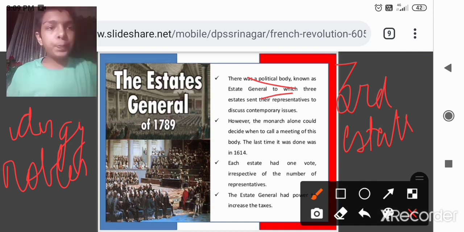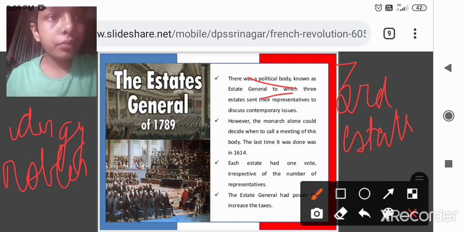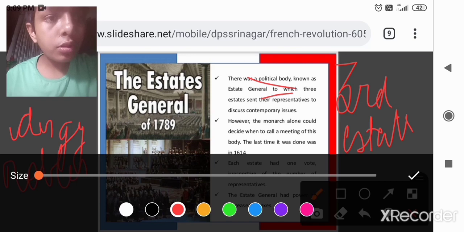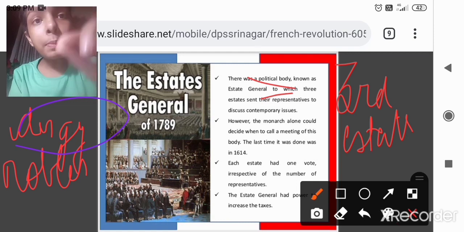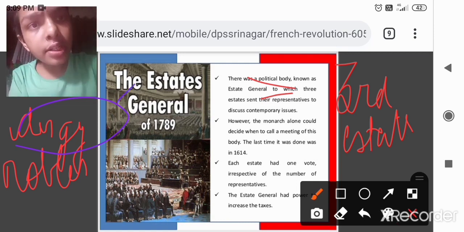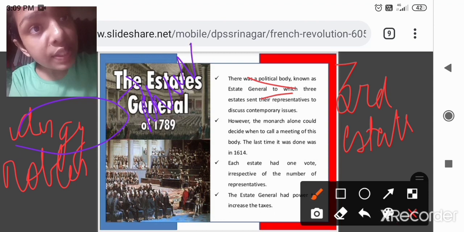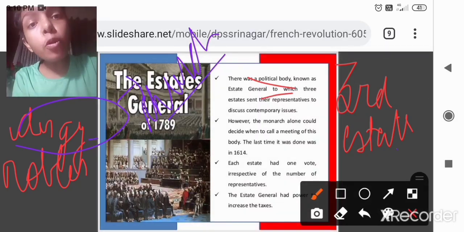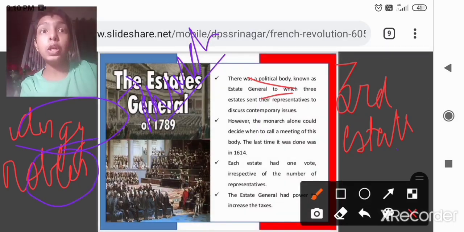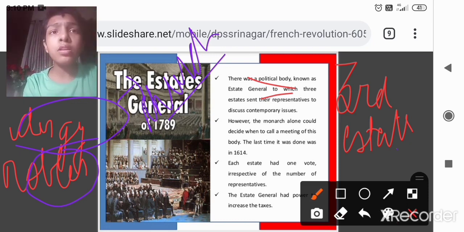Now let me tell you, just a minute. Okay, so the clergy people were the people of the church, right? The priests, the fathers, sisters, all the people of the church were the church people. And the nobles were the people who were born in the high caste, upper caste, from which Louis XVI belonged. Then the third estate, I told you, peasants, small workers, servants, all the low wage people. Okay.